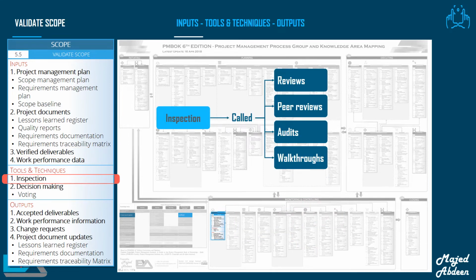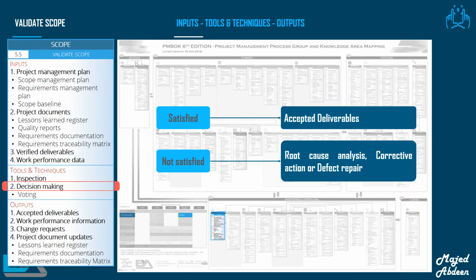Afterwards, the contractor asks you to visit the backyard, and he shows you the pool. Now the contractor is in the verify scope process trying to get your acceptance. You've done the walkthrough and reviewed the pool specs, and you've inspected whether the pool meets your requirements and criteria or not. So you measured, verified, and examined the pool. So you are using the inspection technique. Remember that inspection is sometimes called reviews, peer reviews, audits, or walkthroughs.